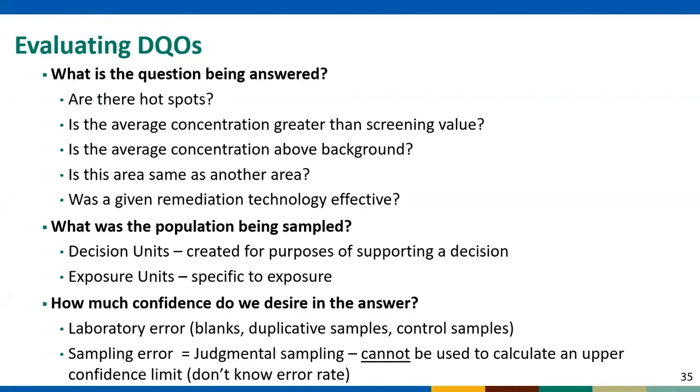And finally, how are errors going to be controlled, both in the laboratory and the physical sampling process? Were blanks, replicate sampling, and control samples used? How was sampling error controlled overall?